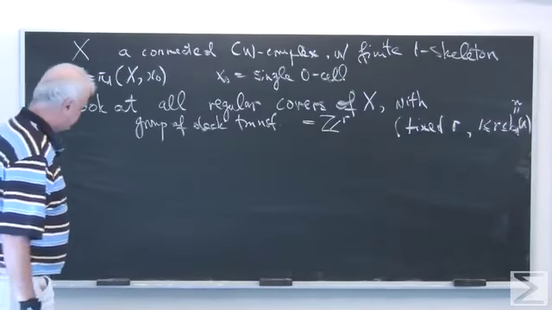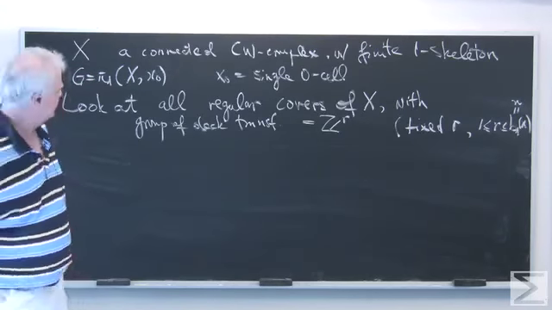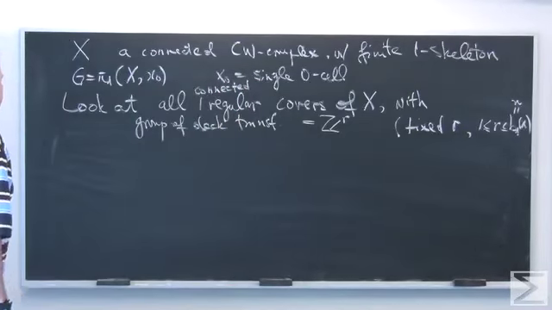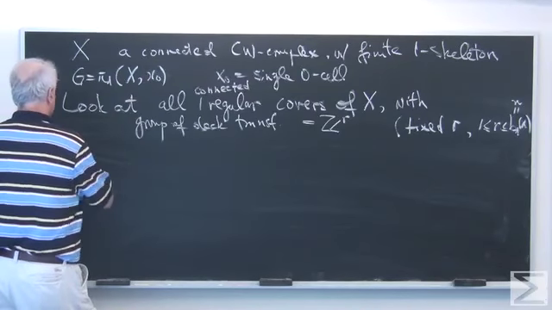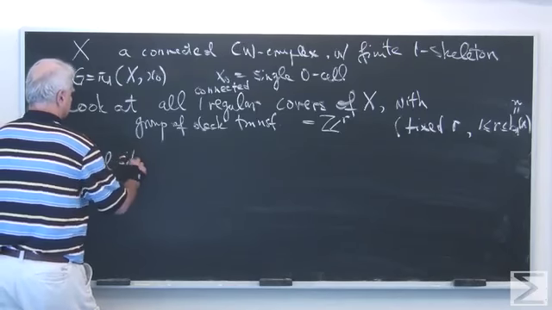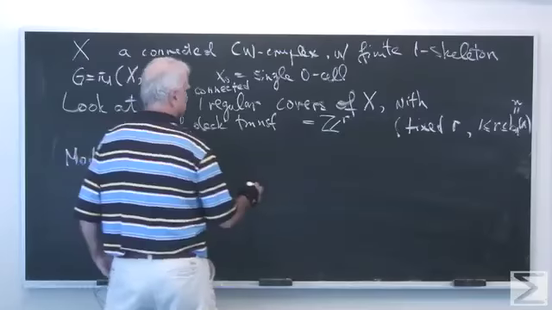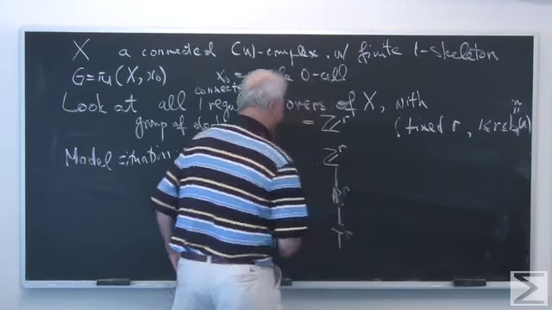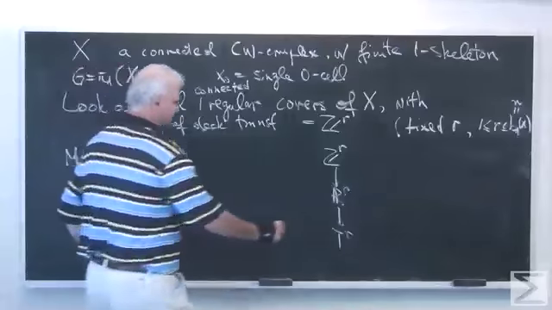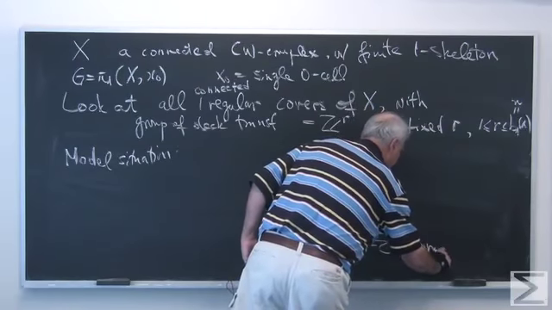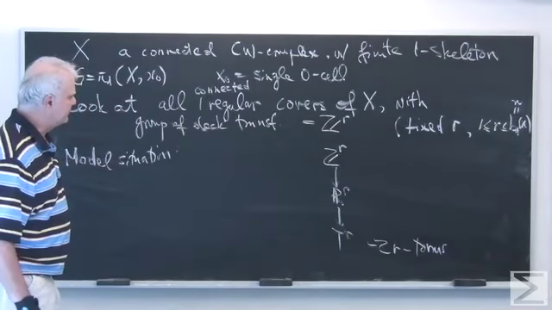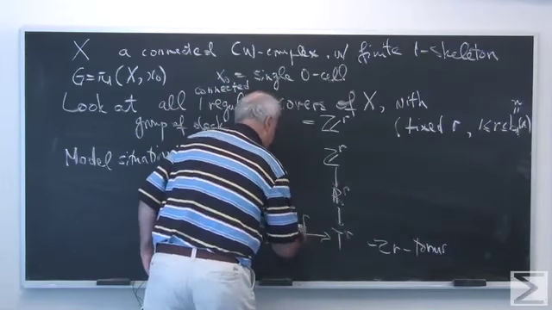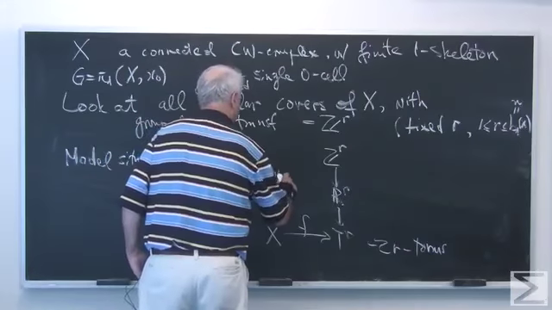All right, and also we will say connected covers. So how do these covers come? The model situation: you have R to the r, I should use a different letter there. So this is the r-torus, and its universal cover is R to the r, which is a free abelian cover. And then you have this X, and there is a classifying map here, and this pulls back.